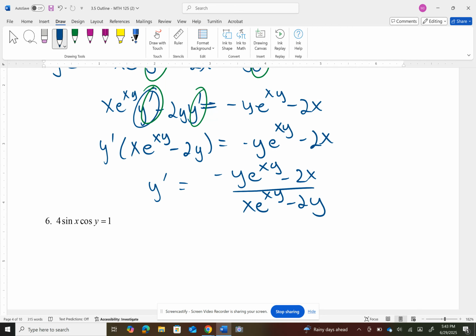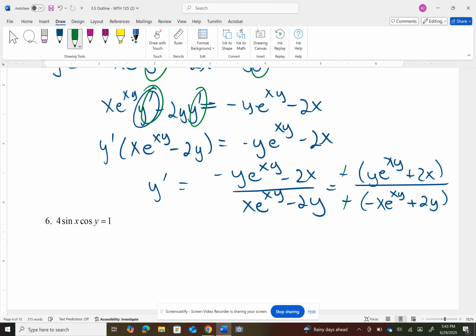All right, now the only thing that you might see, the hard part is sometimes you do a really good job, but what you're looking at isn't quite what you see in the back of the book, so you think you did everything wrong. On this one, see the two negatives on top? They might factor out a negative from there, which would be y e to the xy, a negative 1 is what they're factoring out, plus 2x. And then they might do the same thing down here. So they'd have a negative x e to the xy plus 2y. And so then they can cancel those out. That would just be equal to a positive now.